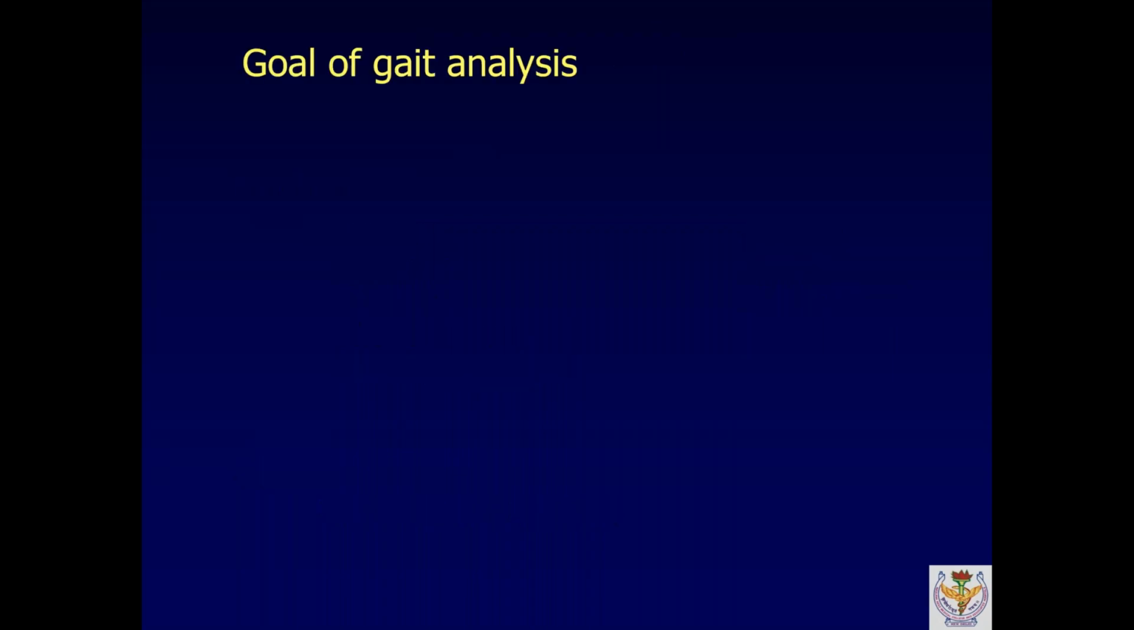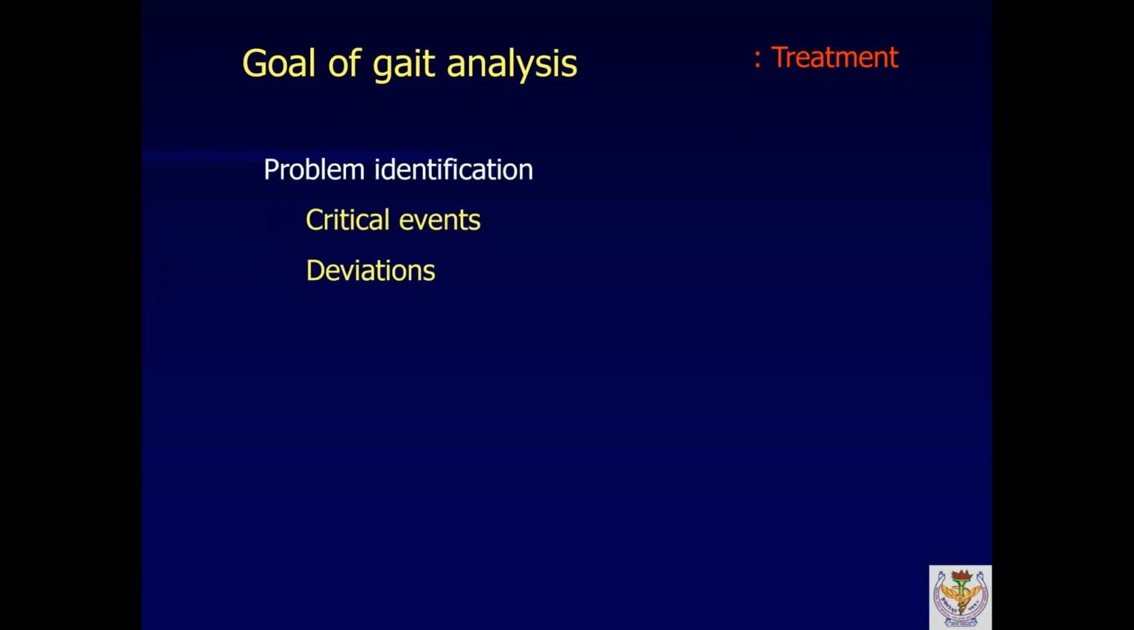So the goal of gait analysis is basically to gear towards the treatment. When you are doing a gait analysis, we also know more about the patient. Once you know about the patient, you can examine the patient, identify what the problems are, and then know what deviation of gait is occurring. The problem identification should be done at the critical events of the various parts of the gait cycle, like during the heel strike, mid stance or the swing phase, and the deviations can be noted.